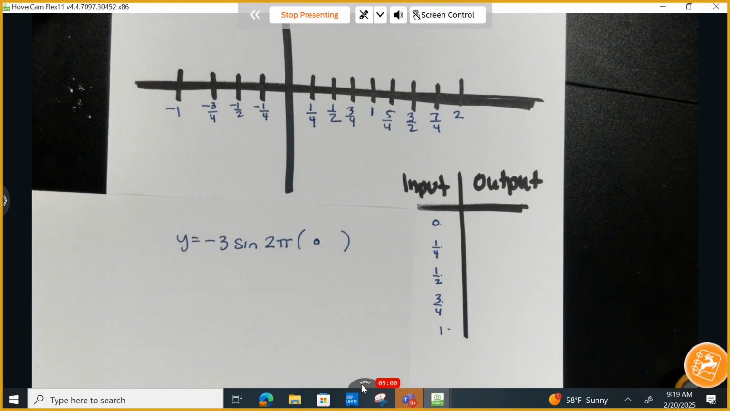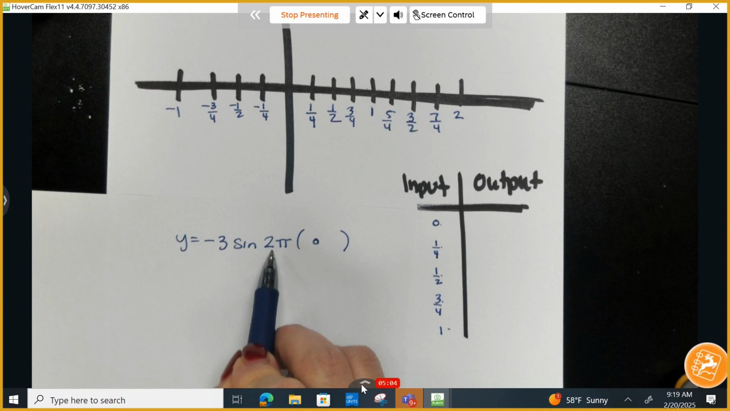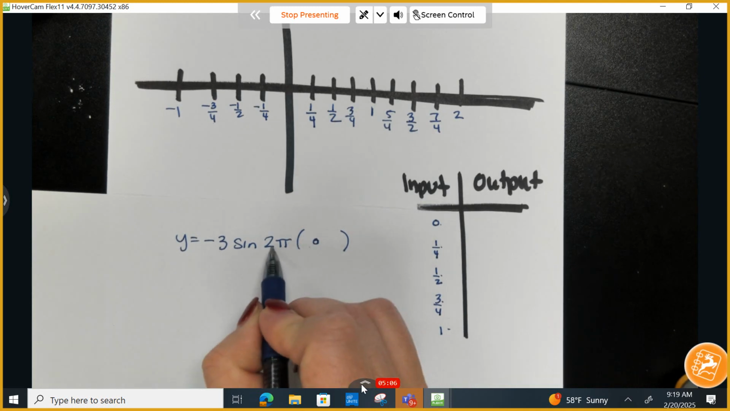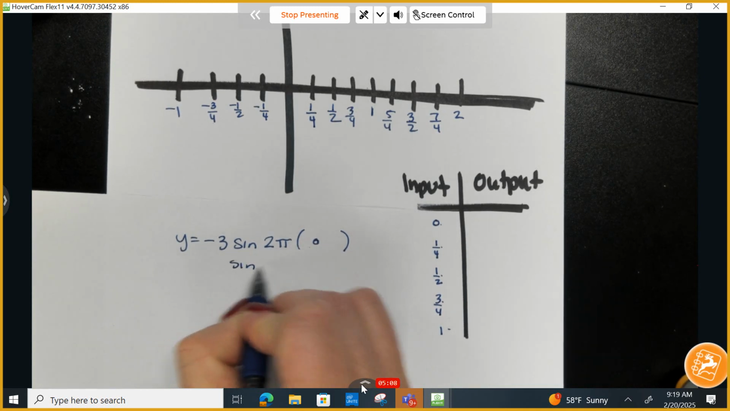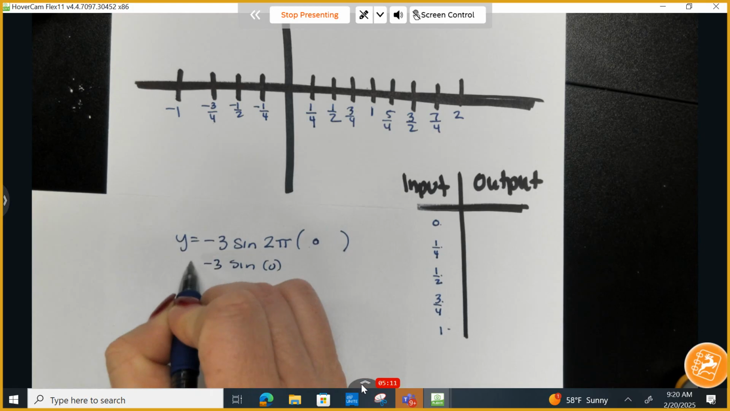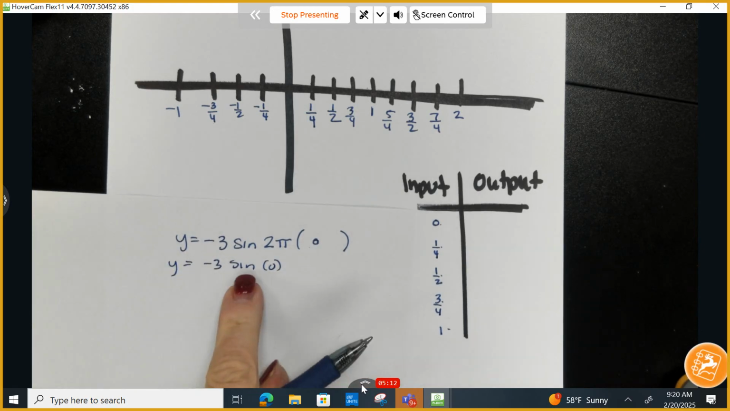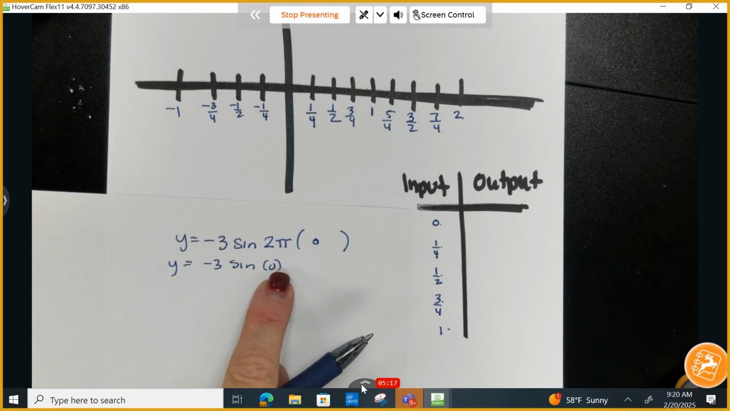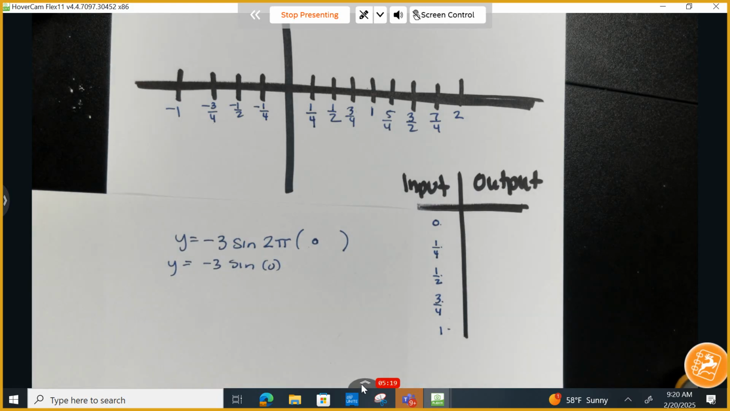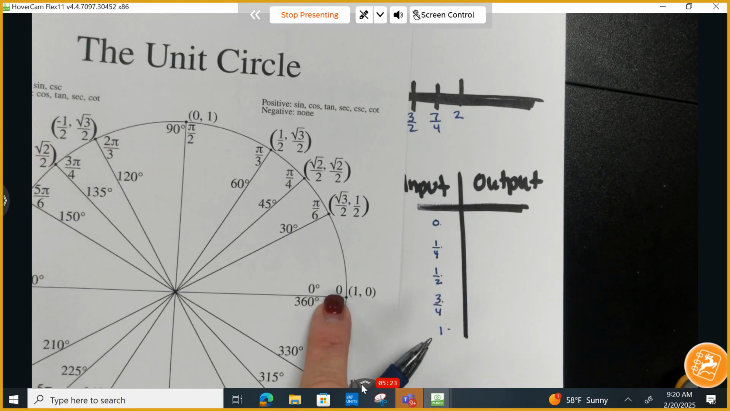Remember to please have that unit circle available. So what I'm going to do is take 2 pi times 0. Well, I know 2 pi times 0 is 0. What's my next step? My next step is to go on the unit circle and locate where 0 is and tell me what is the sine value. So that's what I'm going to do right now. Let's find 0. Here is 0.